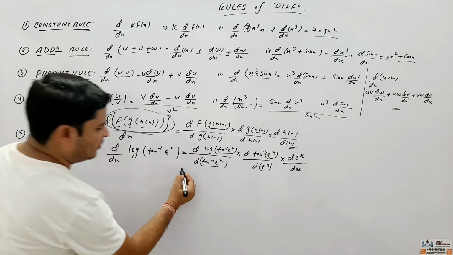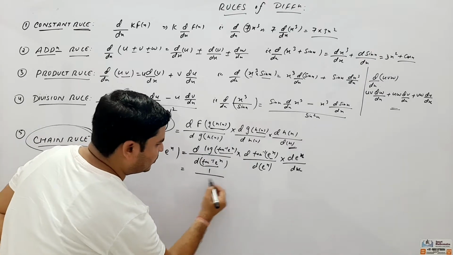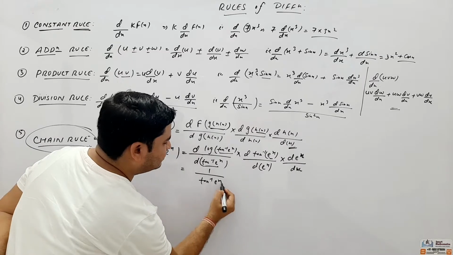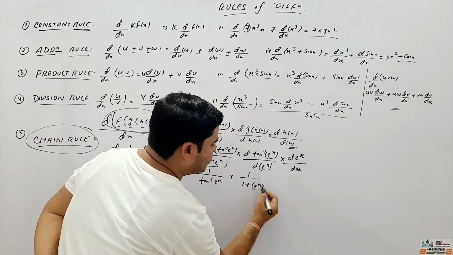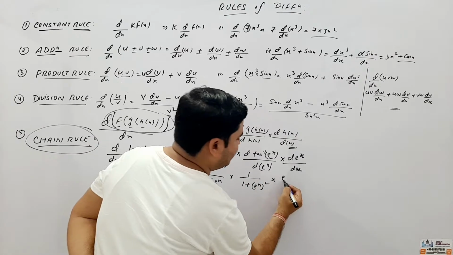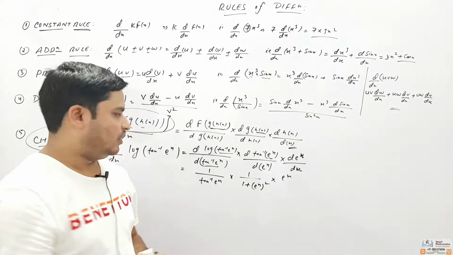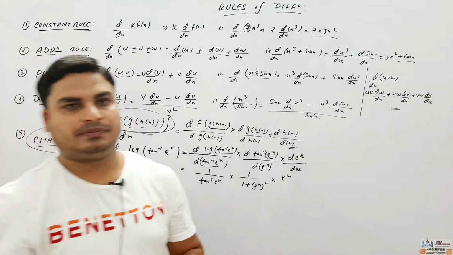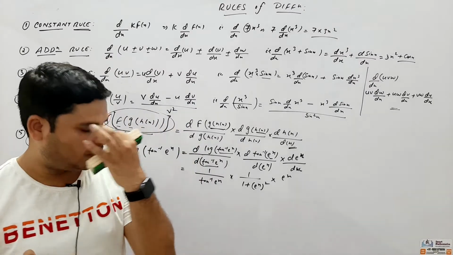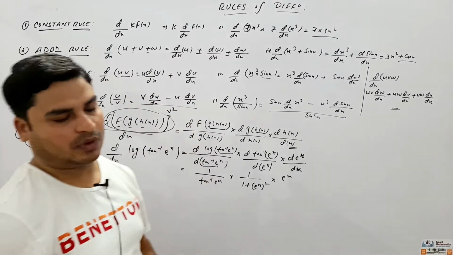Let's apply its formula. If you remember, the differentiation of log x is 1 by x, so you will get this term. Differentiation of tan inverse x is 1 upon 1 plus x square, so you will get this term, and differentiation of e^x remains the same. So this is the way to differentiate our function by applying several rules. Remember guys, any problem of differentiation of any level directly or indirectly depends upon this rule.